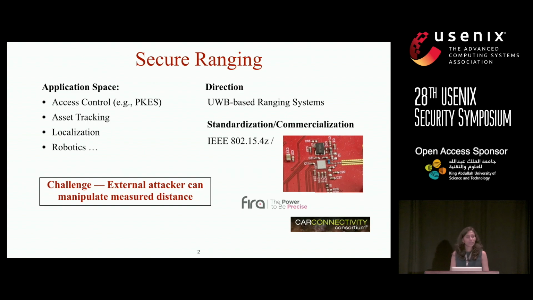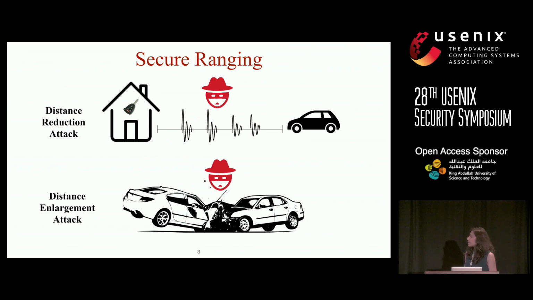So what are these issues? What can an attacker do in this scenario? We look at two possibilities. Either the attacker can prove that two devices are close to each other when they are actually far from each other, like in the PKES system, where the key is inside the house, the car is parked outside, but the attacker can prove that the key is near the car. Or there can be a distance enlargement attack, where the devices are very close to each other, but the attacker proves that these two devices are far from each other.